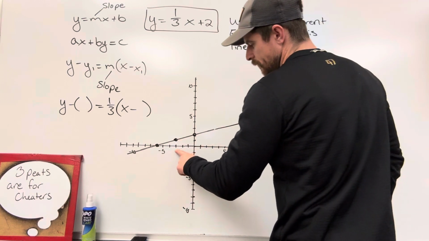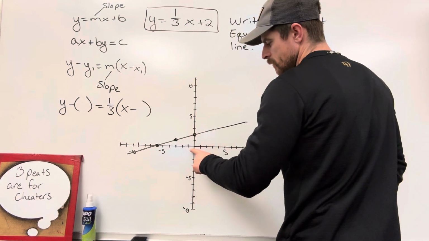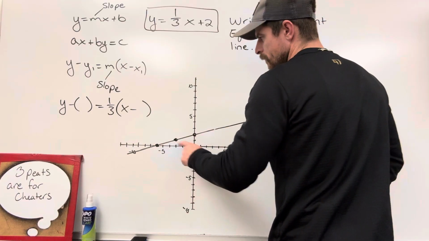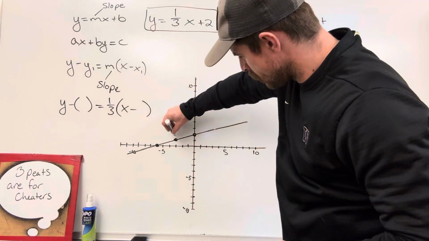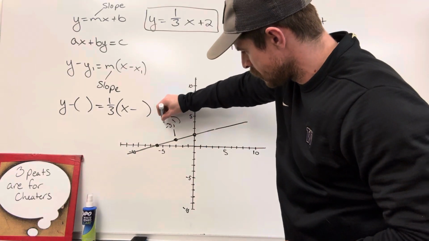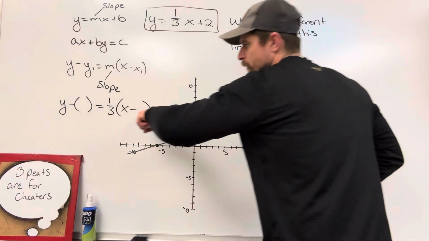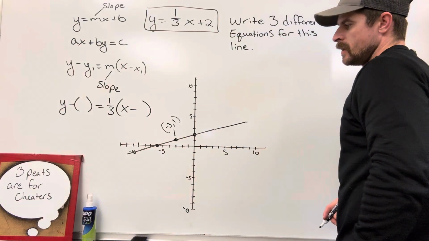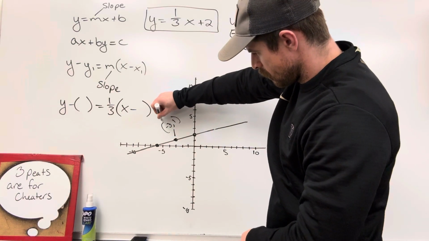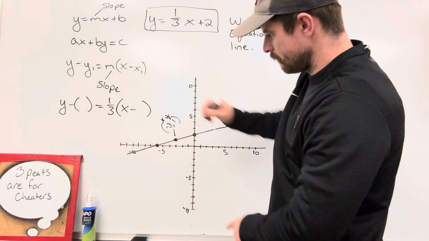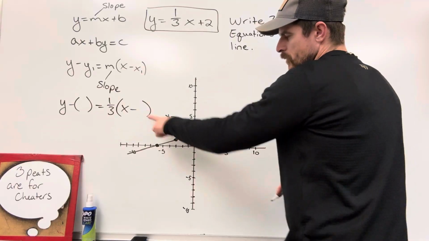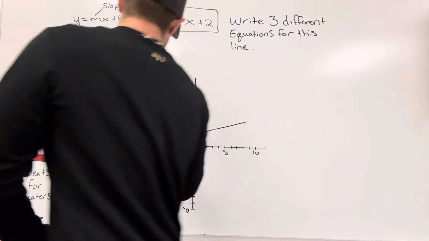It's at -3, positive 1. Start at the center, back 3, up 1. So this point, which is at -3, positive 1, is going to be what we use to finish this equation out. So -3 is my x number, 1 is my y value. So that -3 needs to go where the x1 goes. So I'm going to put a -3 right here.